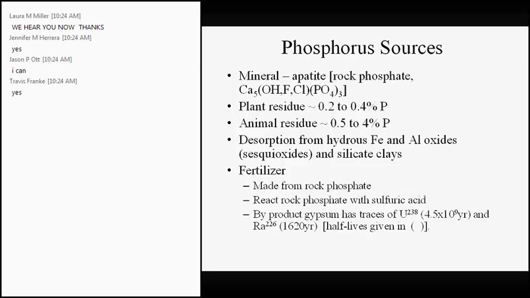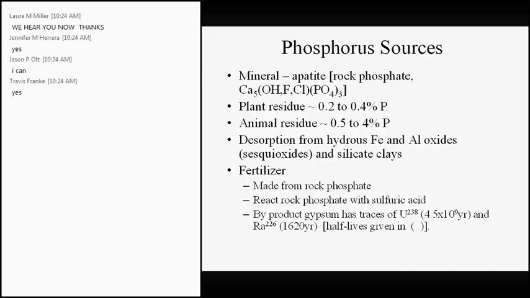So what are our phosphorus sources? These are going to be from a very broad category. This is going to be the apatite, or what we call the rock phosphate. And again, this can be the hydroxy, the fluoro, or the chloro forms of that mineral. Plant residue has somewhere on the order of 0.2 to 0.4% phosphorus. Animal residue is about 0.5 to 4% phosphorus. The desorption that comes from the iron and aluminum oxides and hydroxides, and we do get a little bit of desorption from some of our silicate clays as well.